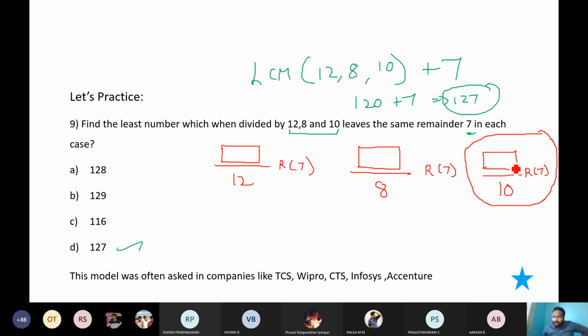Out of the options, which number when divided by 10 gives me the remainder 7? If I divide this number by 10, what is the remainder, guys? Remainder would be 8. The last digit would be the remainder. Here the remainder would be 9. Here the remainder would be 6. This is the only option that gives you the remainder 7 when divided by 10. Okay, so that is the practical approach using options. But you should also know how to find out 127. Clear, people?